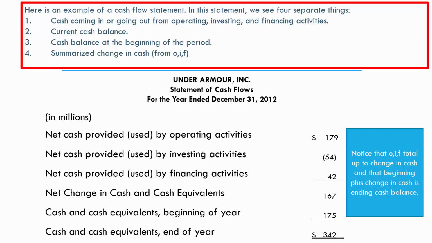So here is one cash flow statement. You notice the top line, like all our financial statements, is the name of the company. The second line talks about what it is. It's a statement of cash flows. And the third line up here on the header talks about the time period. At the very top, what do we see? Operating, investing, financing. That is the order. OIF. And here we say net cash provided, and in parentheses it says used.